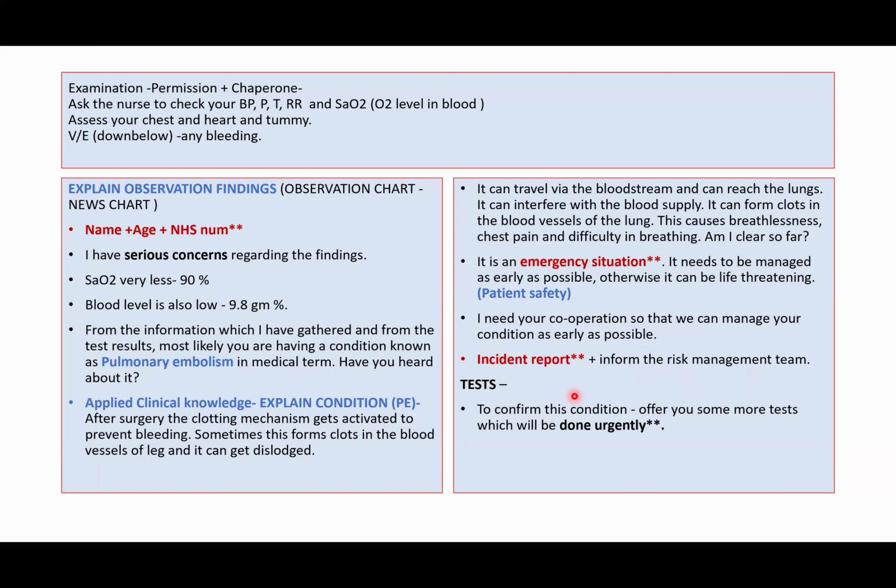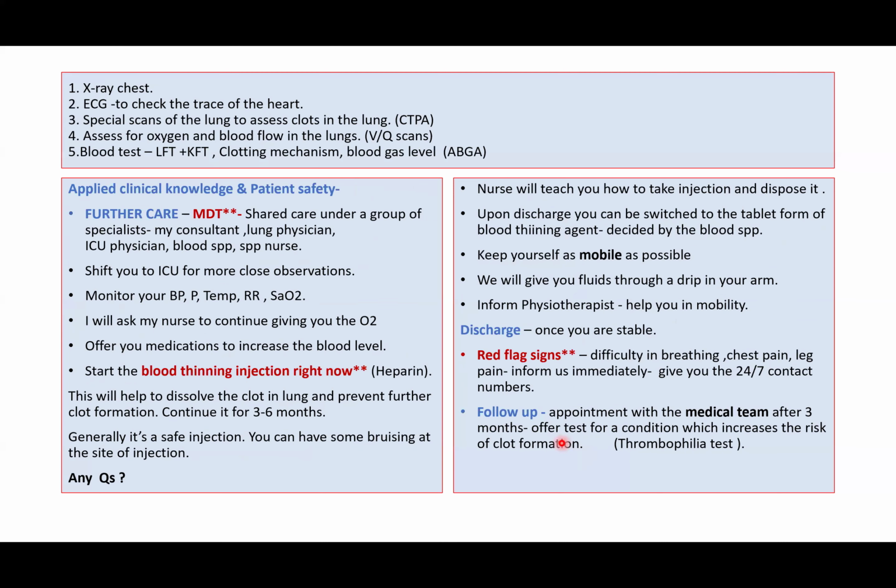So taking things further, we have to offer you some tests which need to be done very urgently. This will also help to confirm your condition. The tests will be the X-ray chest, the ECG to check the trace of the heart, special scans of the lung to assess the clots in the lung, assess for oxygen and blood flow in the lungs, the blood test to check how your liver and kidney are working, check your clotting mechanism and the blood gas level. So all the investigations you have to explain in simple language.